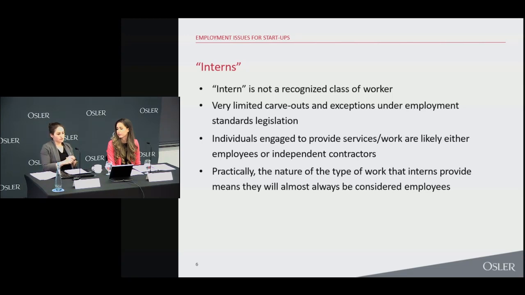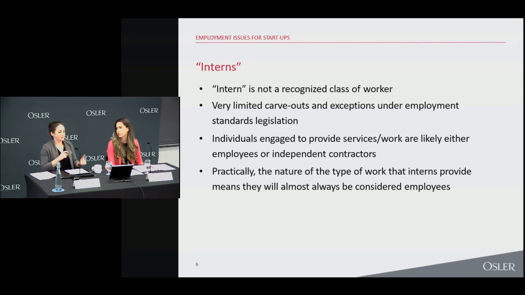Okay. So let's move on to interns. Like I kind of said at the beginning of the presentation, there's basically no such thing as an intern as a legal concept. You can call someone an intern, but that's not a term of art at law. There's nowhere in the ESA that says, here's what an intern is.